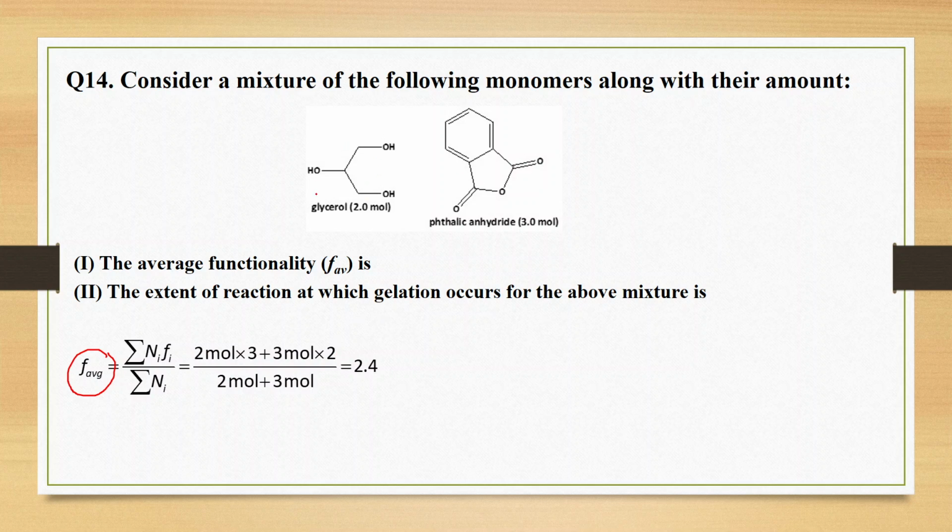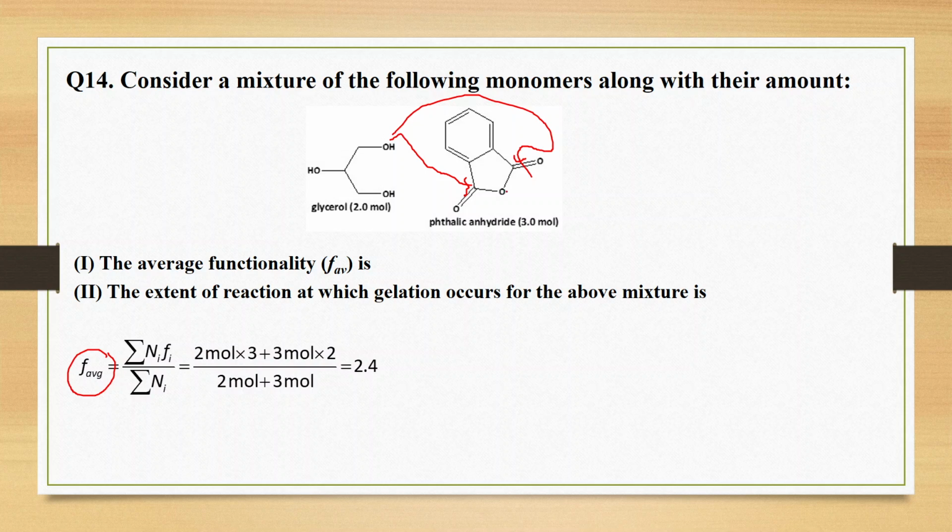Because it has to react with glycerol. So there are these hydroxyl groups. They will react with any COOH groups. Now there are no free COOH groups available, but this OH group can either attack here or attack this carbonyl center to open this ring. So with respect to glycerol, the phthalic anhydride's functionality is only 2.